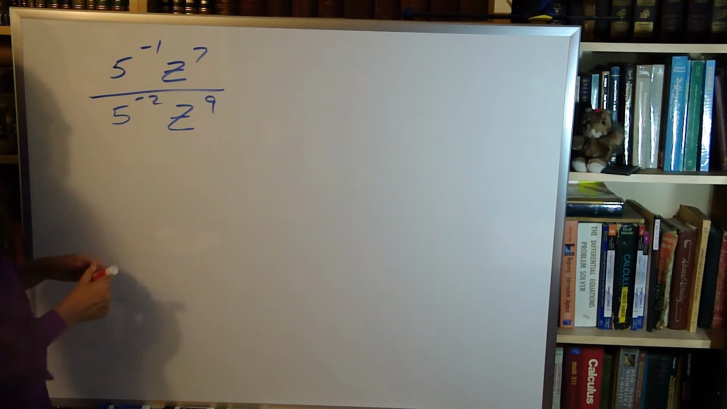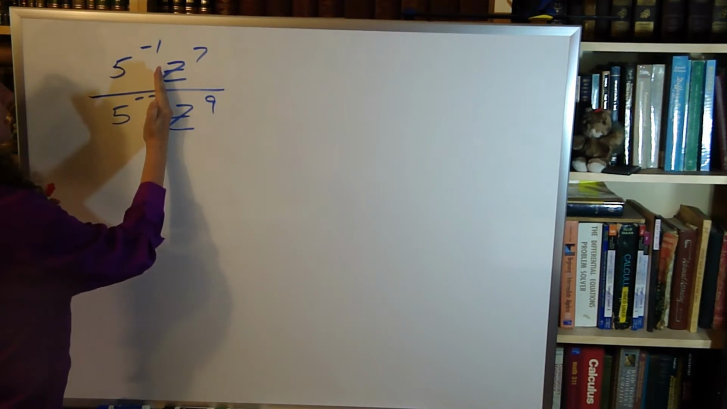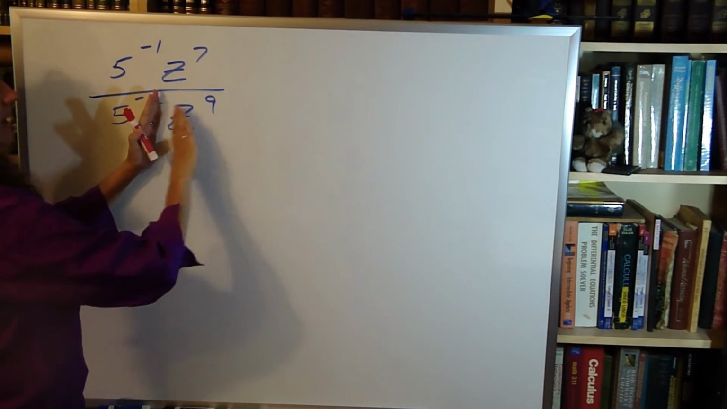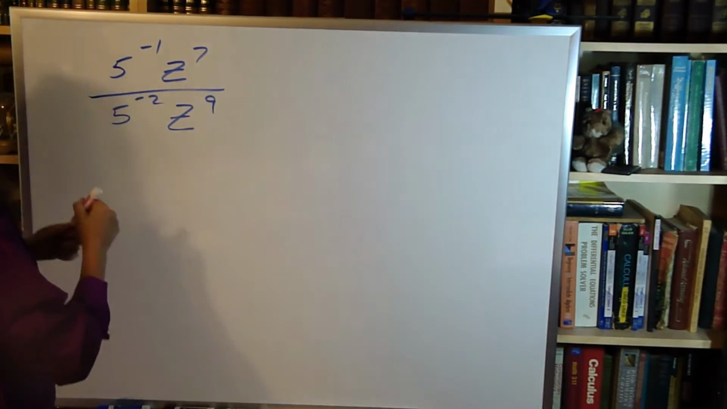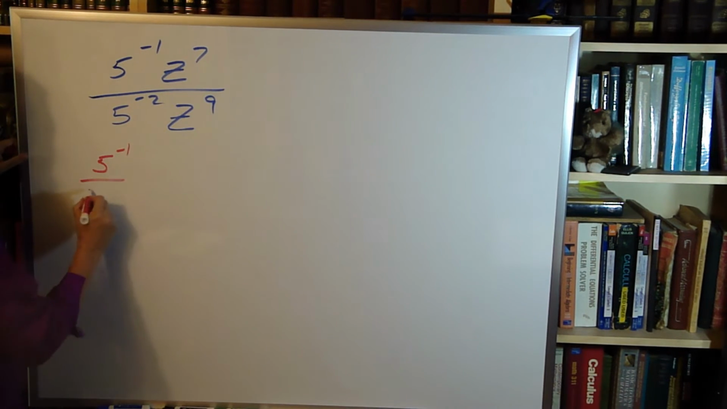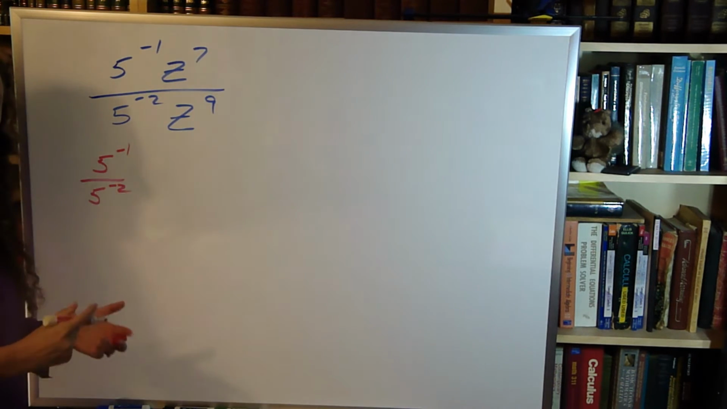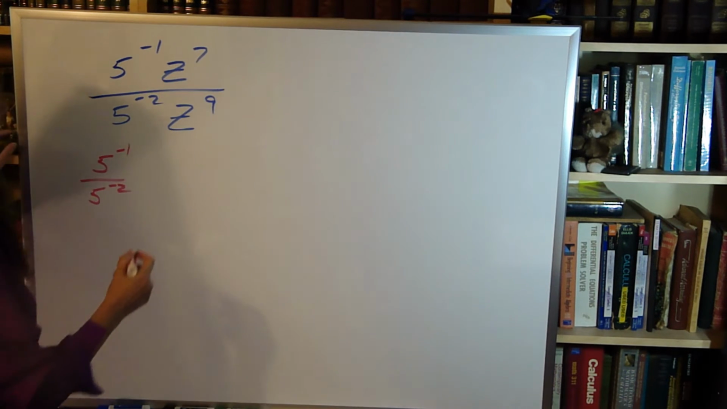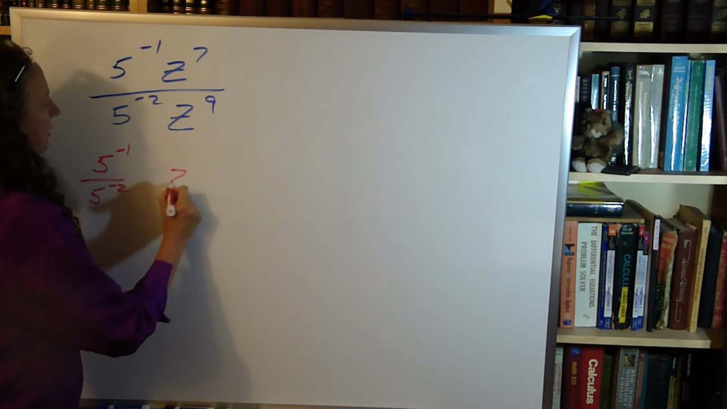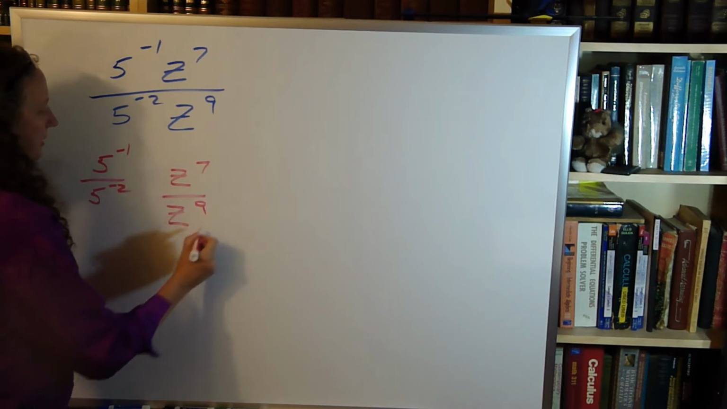So what I'm going to do with this is split it up. I'm going to split my number parts away from my letter parts. So I have 5 to the negative 1 over 5 to the negative 2. This is my associative and commutative properties. I have the z to the 7 over z to the 9.